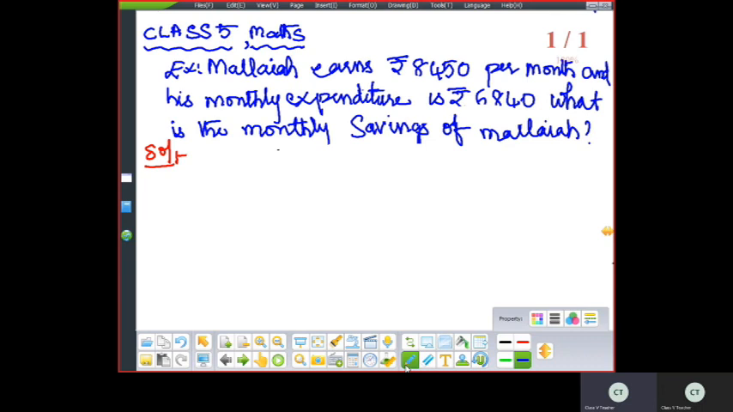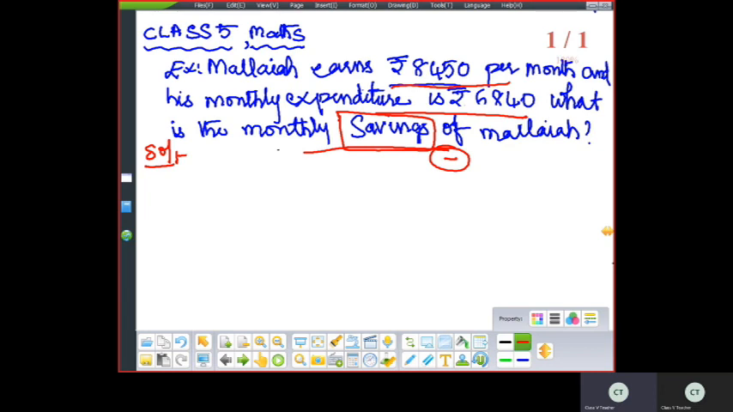Malaya earns rupees 8,440 per month. And his monthly expenditure is rupees 6,840. So what is the monthly savings? Savings, as you remember, I have given you some keywords. Savings means what you have to do here? When this keyword comes, subtraction.